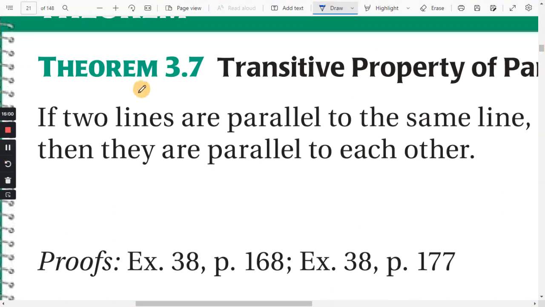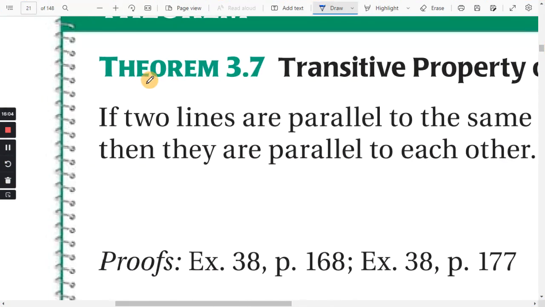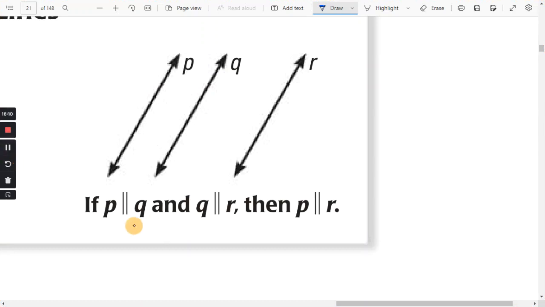This is a separate theorem, transitive property, parallel lines. If two lines are parallel to the same line, then they are parallel to each other. So right here, if P is parallel to Q, so I'll mark P parallel to Q, and Q is parallel to R, I'll mark Q parallel to R, then P is parallel to R. So this one is parallel to that one. Pretty simple.